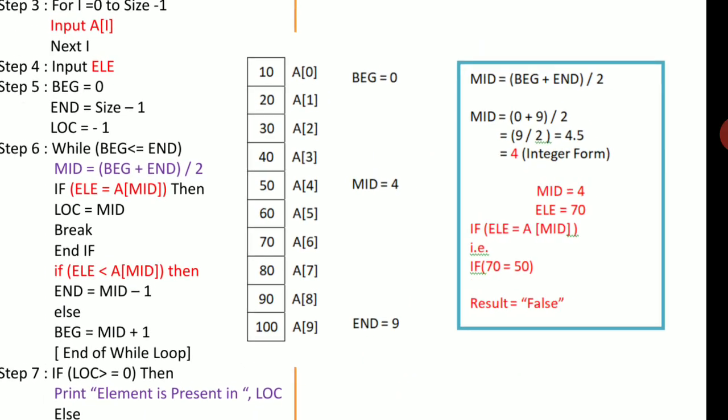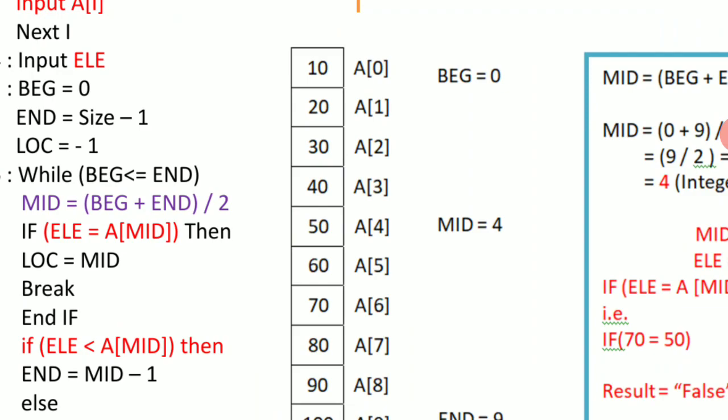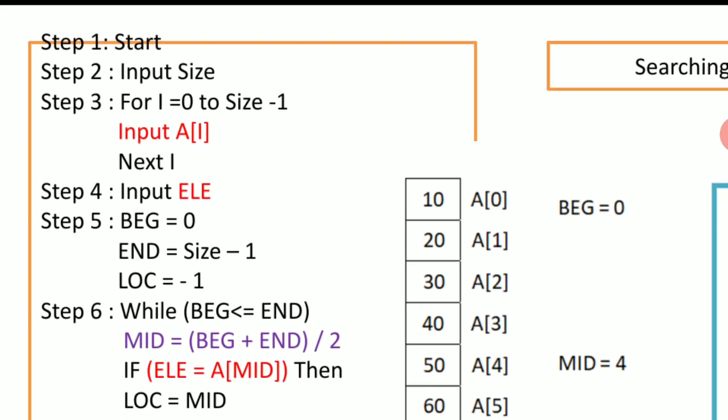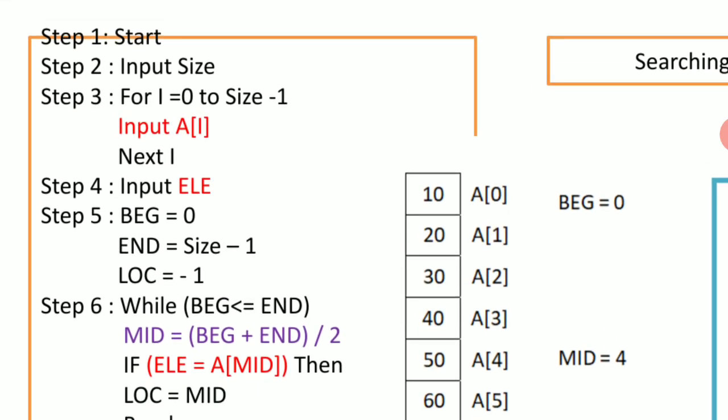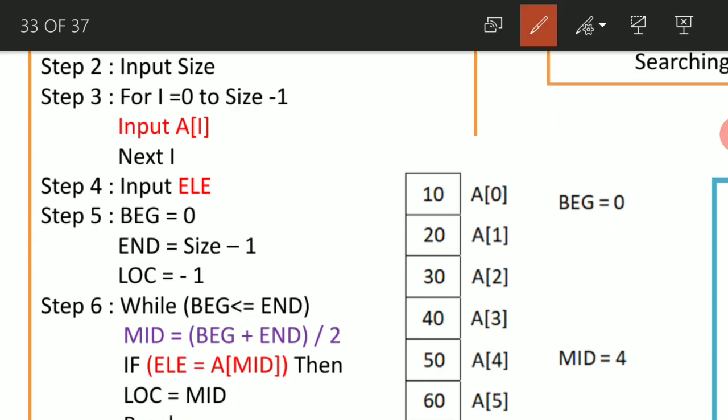We will see its algorithm step by step. The first initial step, step 1, is Start. Then input size, and imagine size is going to be 10 now, not 5.